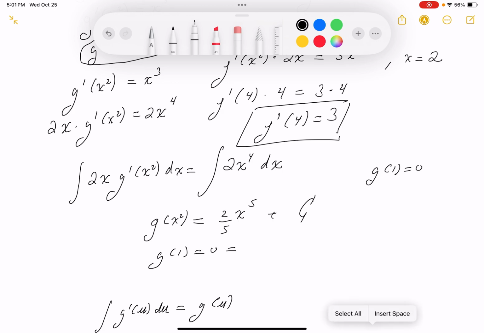And again, what does it mean? It means x is 1, so you get 2/5. So what would c have to be? I know what c is now. c has to be minus 2/5. So let me erase this. And I know c is minus 2/5 now.